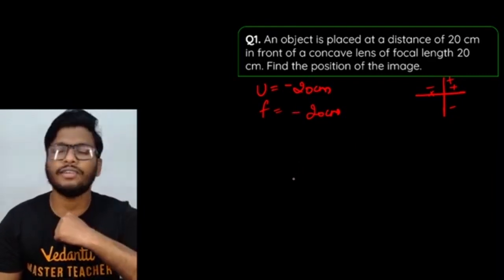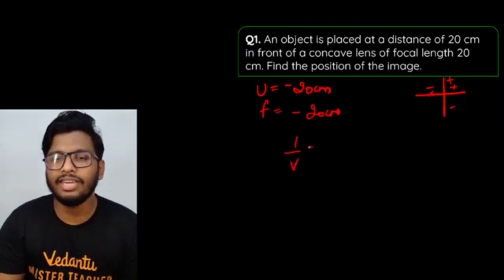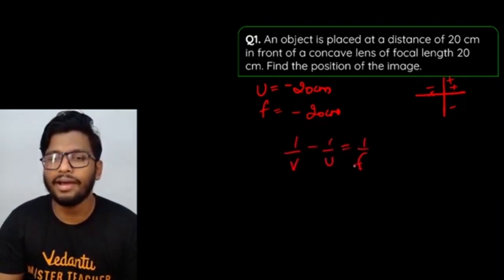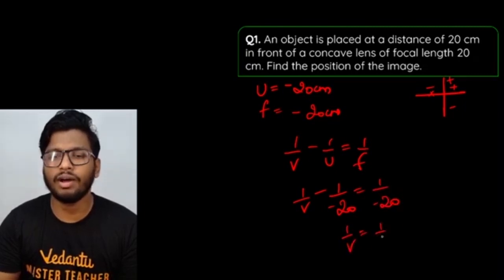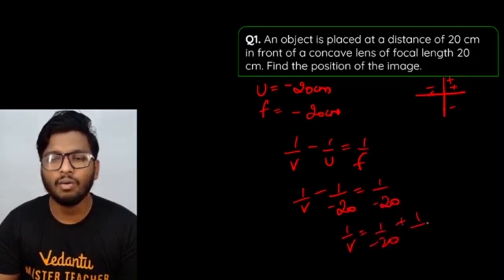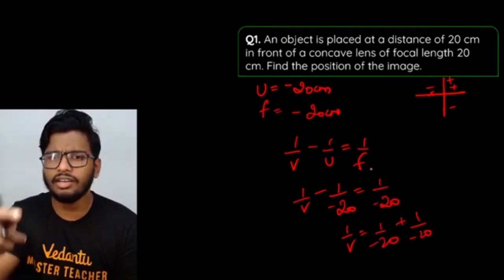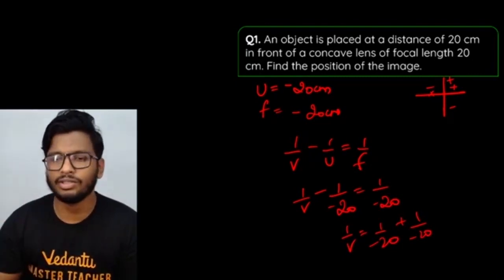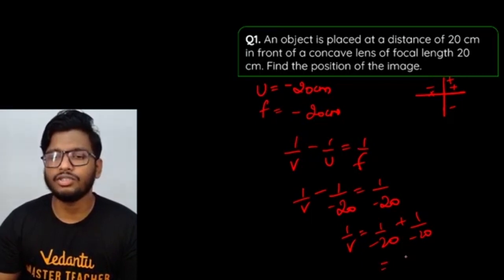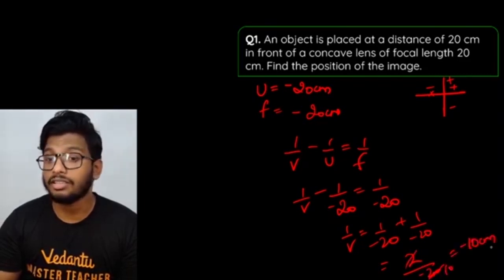Now use the formula to find the position of the image. 1 by V minus 1 by U is equal to 1 by F. 1 by V minus 1 by minus 20 is equal to 1 by minus 20 again. So 1 by V is equal to 1 by minus 20 plus 1 by minus 20. I'm just taking this to the other side. It's minus 1 by minus 20; take it to the other side, it'll become plus 1 by minus 20. So what are you going to get? You're going to get 2 divided by minus 20, so you'll get minus 10 centimeters.